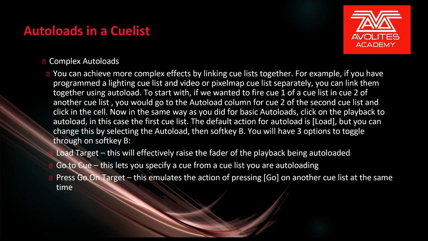You can achieve more complex effects by linking cue lists together. For example, if you have programmed a lighting cue list and a video or pixel map cue list separately, you can link them together using auto load. To start with, if you wanted to fire Q1 in a cue list in Q2 of another cue list, you would go to the auto load column for Q2 of the second cue list and click on the cell.